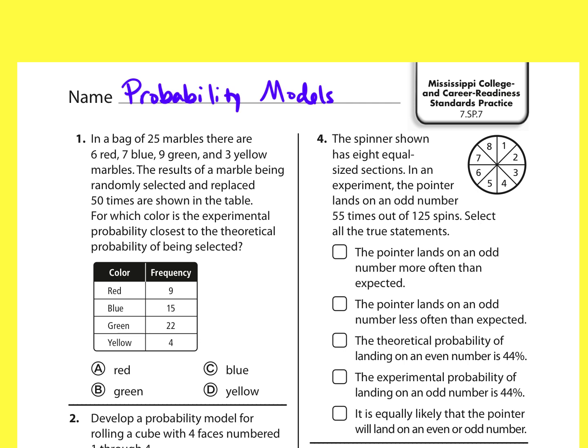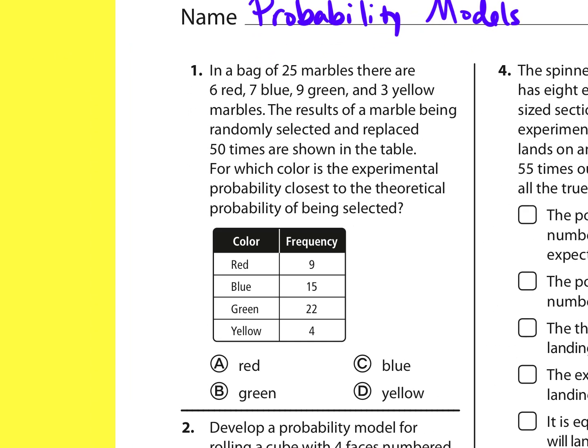Standard SP7 is focused on probability models. We're going to start with problem number 1. In a bag of 25 marbles, there are 6 red, 7 blue, 9 green, and 3 yellow marbles. The results of a marble being randomly selected and replaced 50 times are shown in the table. For which color is the experimental probability closest to the theoretical probability of being selected?